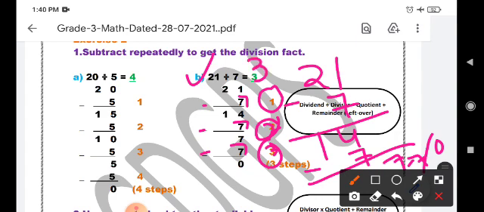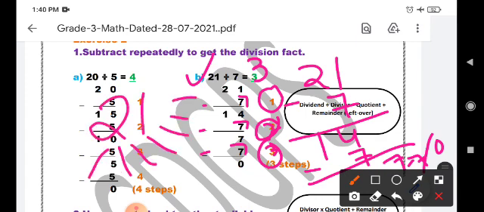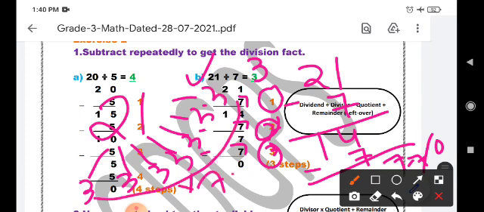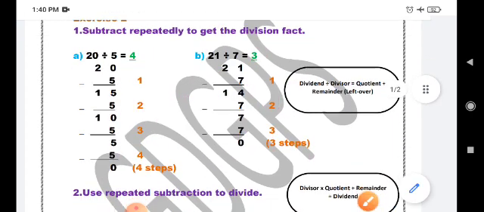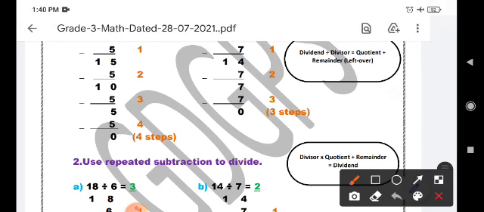That means when you divide 21 into 7 groups, each group is having 3 numbers. That is 3, 7 times is 21. You are now observing how multiplication is related to division.